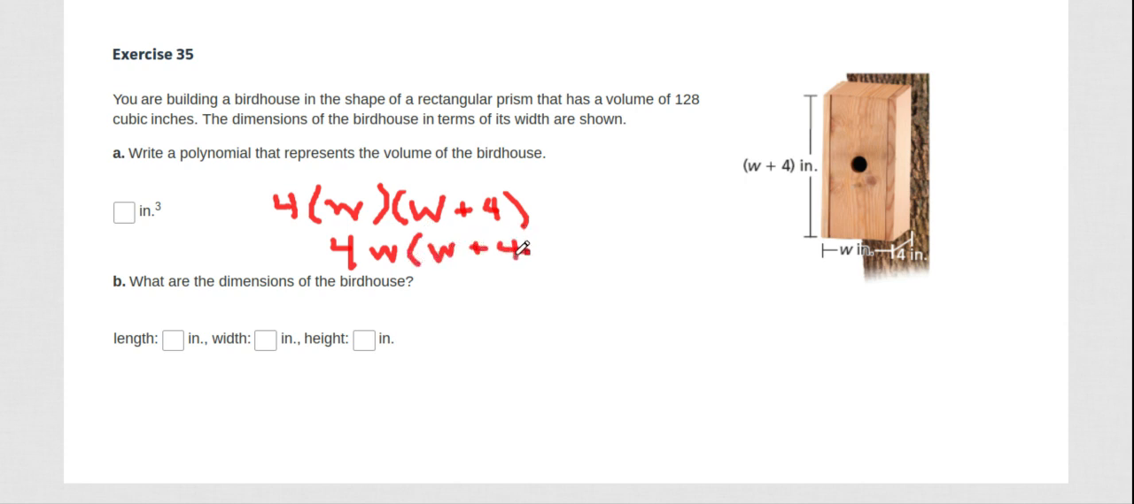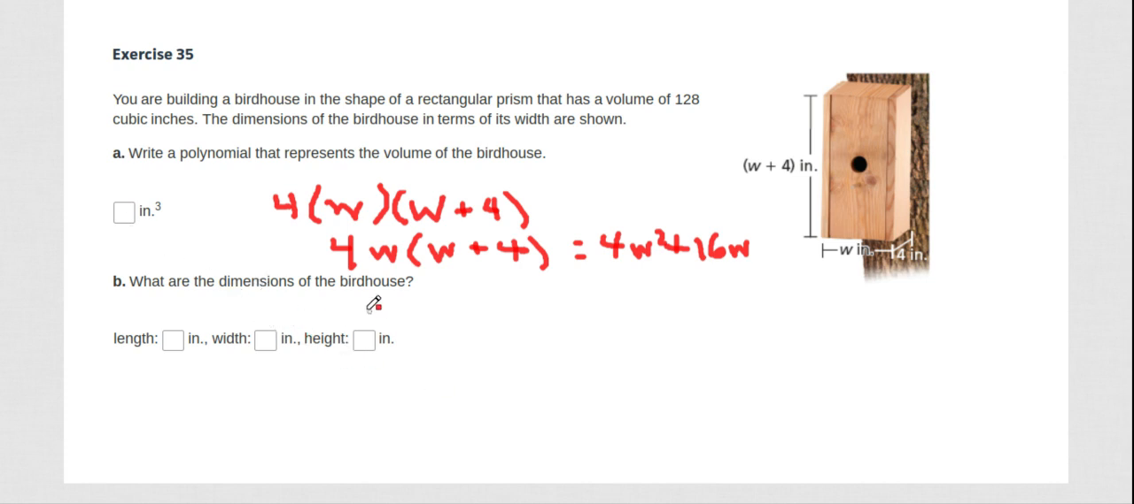So you distribute the 4W to the W and the 4. 4W times W is 4W squared. Just add the exponents of the like variables. And then 4W times a positive 4 is a positive 16W. So that should be the volume of the birdhouse in terms of a polynomial, or the answer for part A.